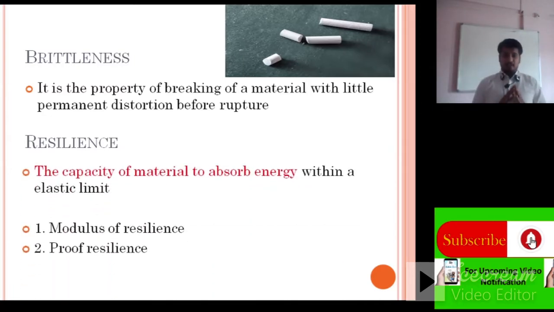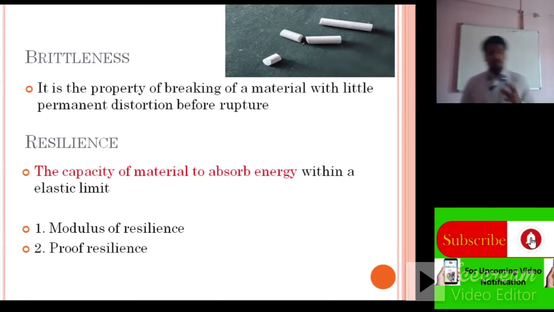Resilience is the capacity of a material to absorb energy within the elastic limit. Now when we apply external force or any type of force, the material has some property of absorbing that energy, but up to the elasticity limit only. We know what the elasticity limit is. When we apply pressure and after removing that pressure, the material comes to its original shape and size, that limit is known as elasticity. Okay, and up to that limit, the energy the material absorbs is known as resilience.